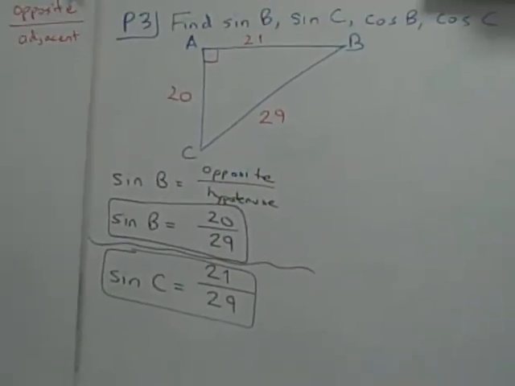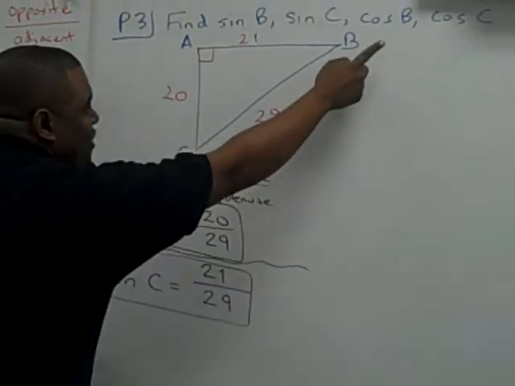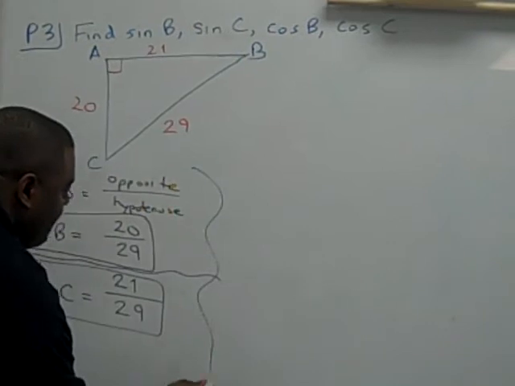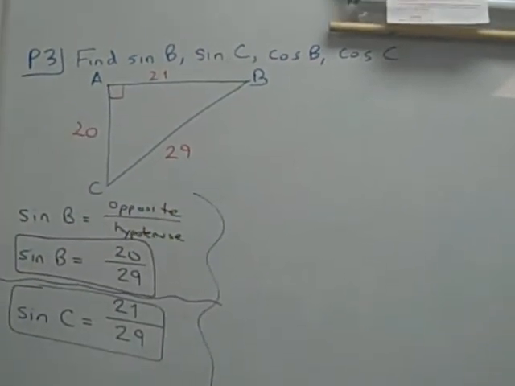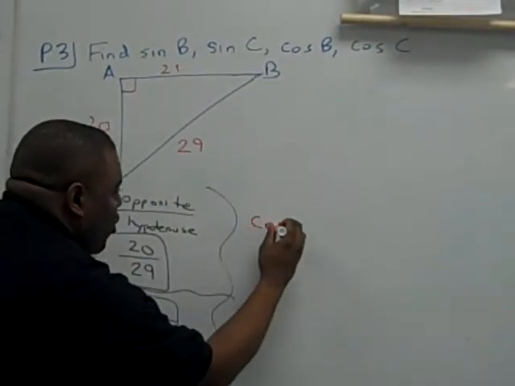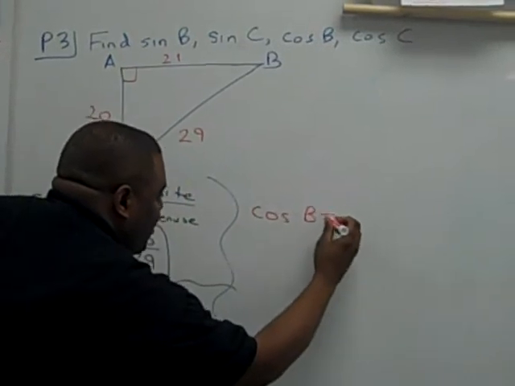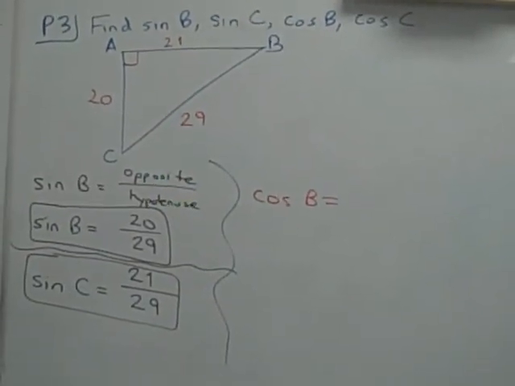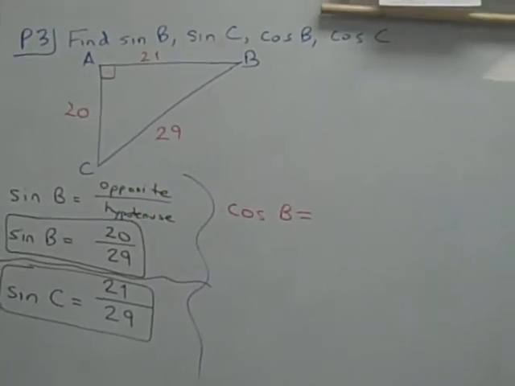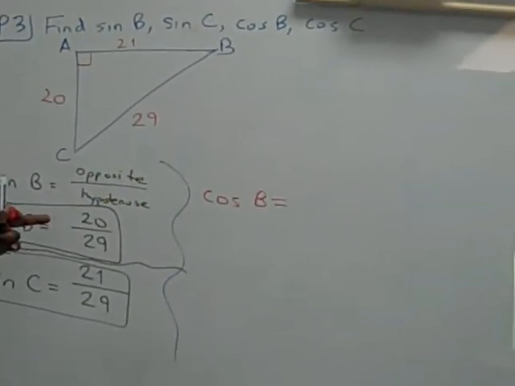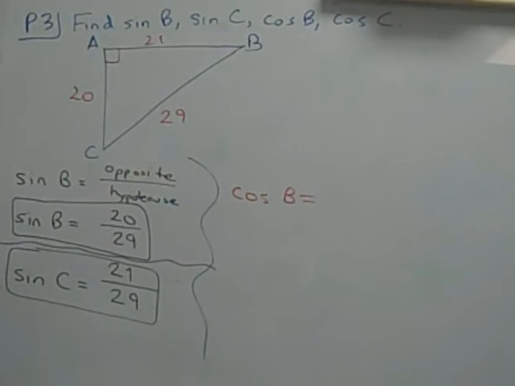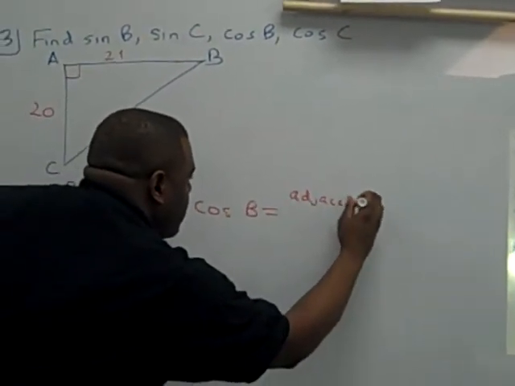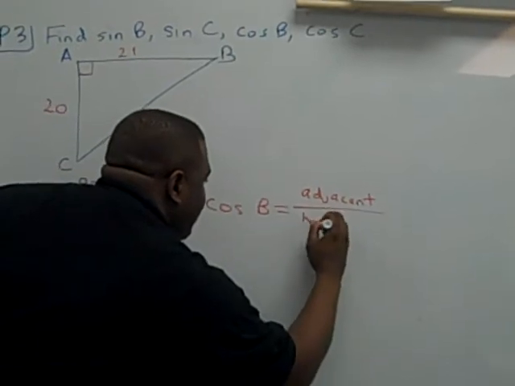Okay? Now, let's go to the third part, cosine of angle B. For the cosine of angle B, we're going to remember what the word cosine means for this problem. Remember, it's SOHCAHTOA. The CAH is C-A-H, so that's cosine, adjacent over hypotenuse. So that's adjacent over hypotenuse.